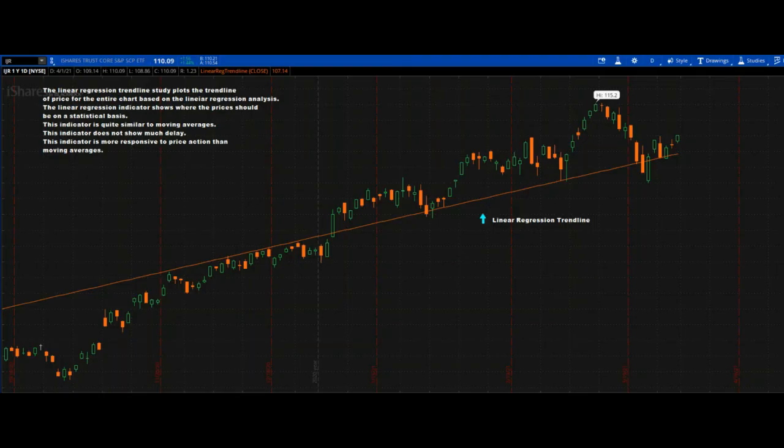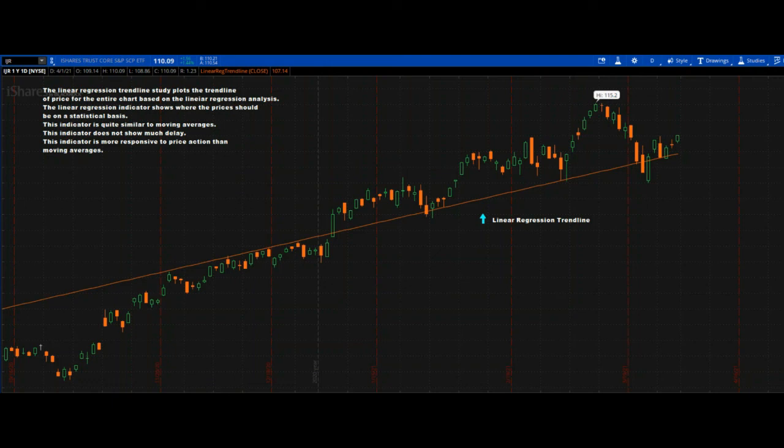All right, friends, this in front of you is a 1-year daily chart of IJR, and I have plotted a linear regression trend line on the price chart, which is shown by this red line right here. The linear regression trend line study plots the trend line of price for the entire chart based on linear regression analysis.